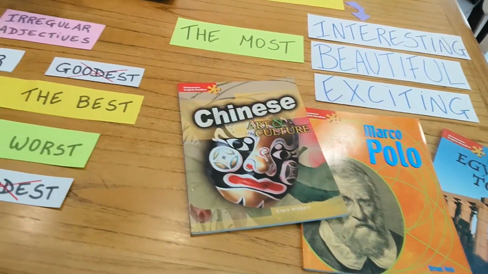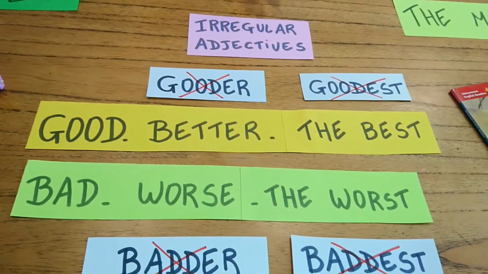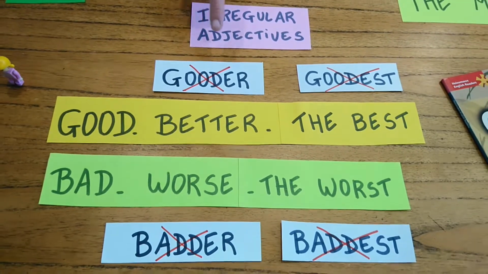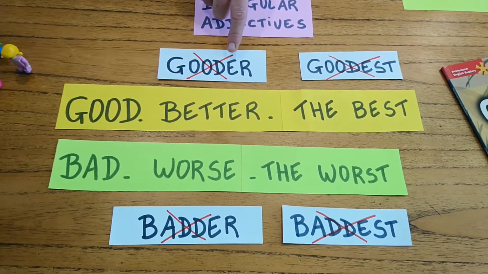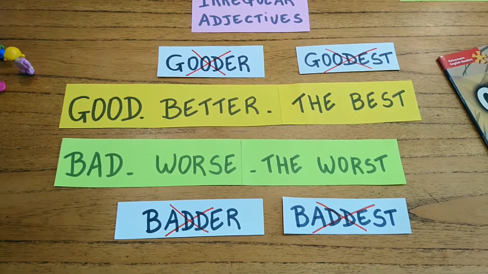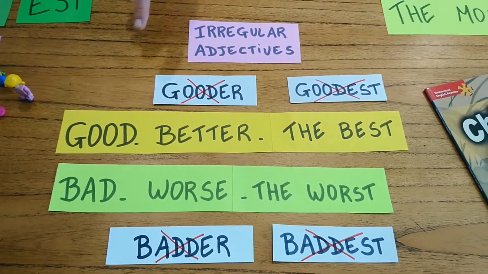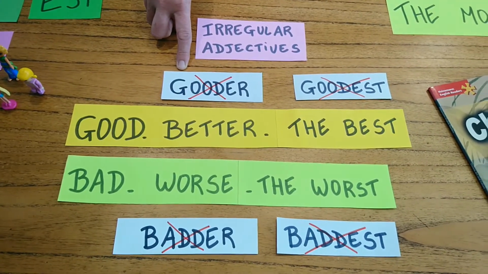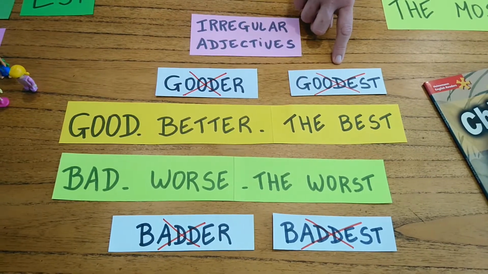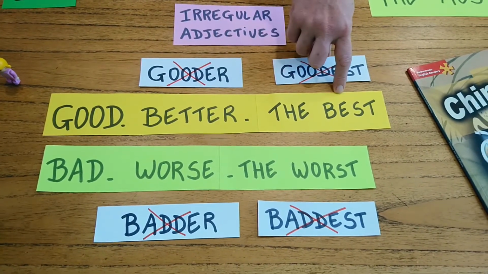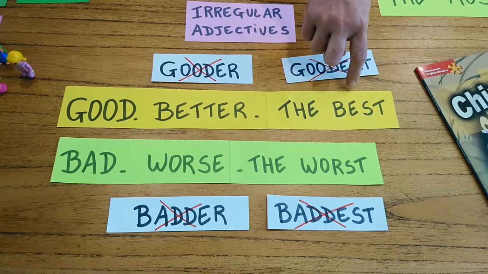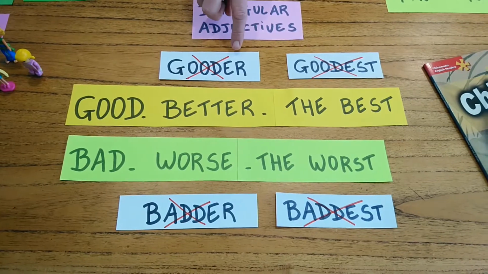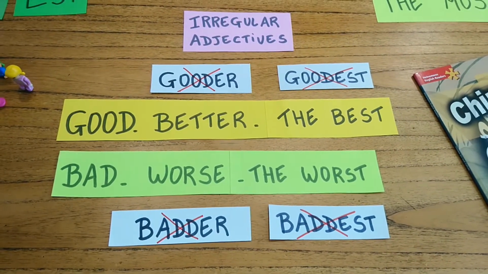Now, look. You also have to remember that there are some adjectives that are irregular. This is that you cannot apply the rule ER-EST. So you have to say good, better. You cannot say gooder. It is not good English. And you cannot say goodest. You have to say the best. I am sure that you have heard this a lot. So, good, better, best. Never say gooder and never say goodest.